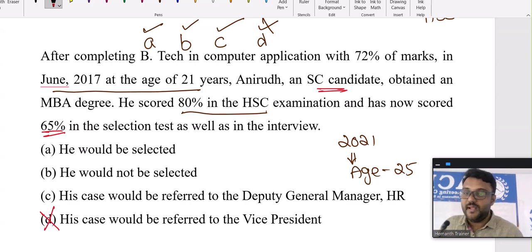He would not be selected, with D, with C, 0.1 percentage or 0.01 also, whatever it may be. That word is important: his score must and should be more than 80%. He scored exactly 80% here.